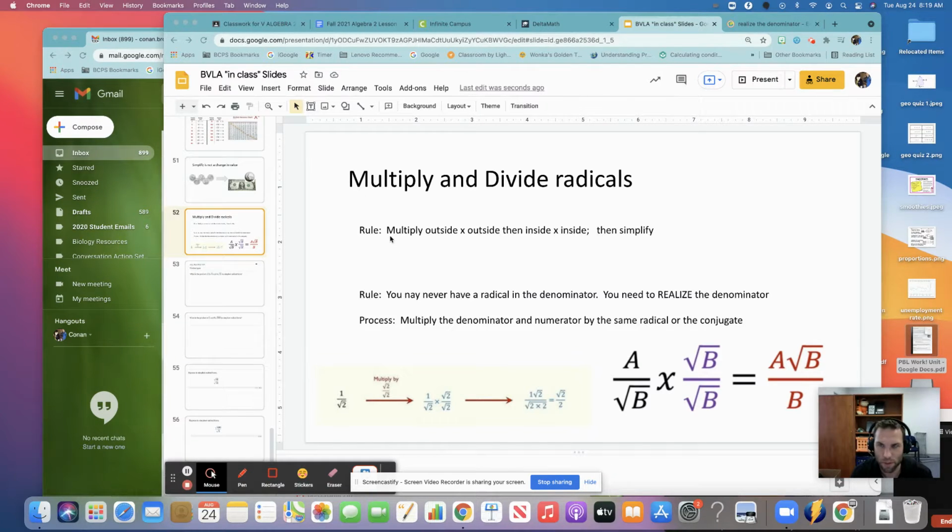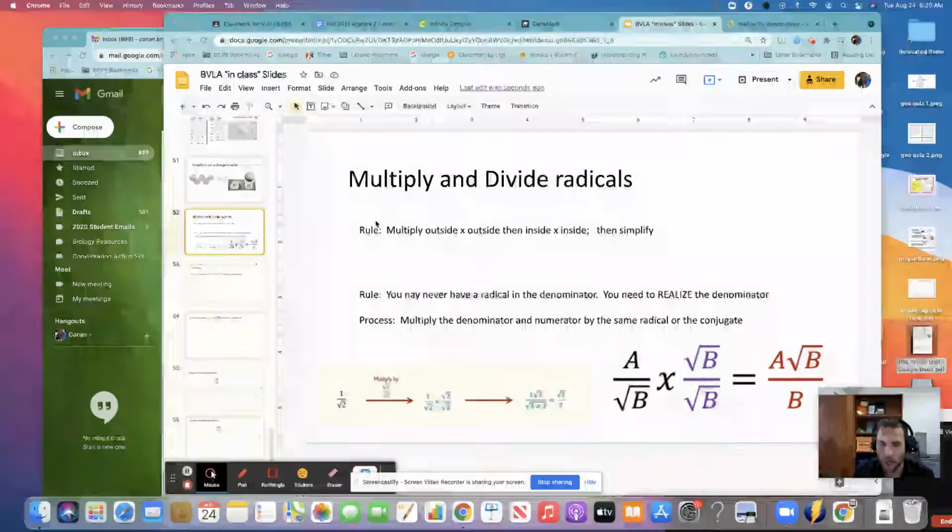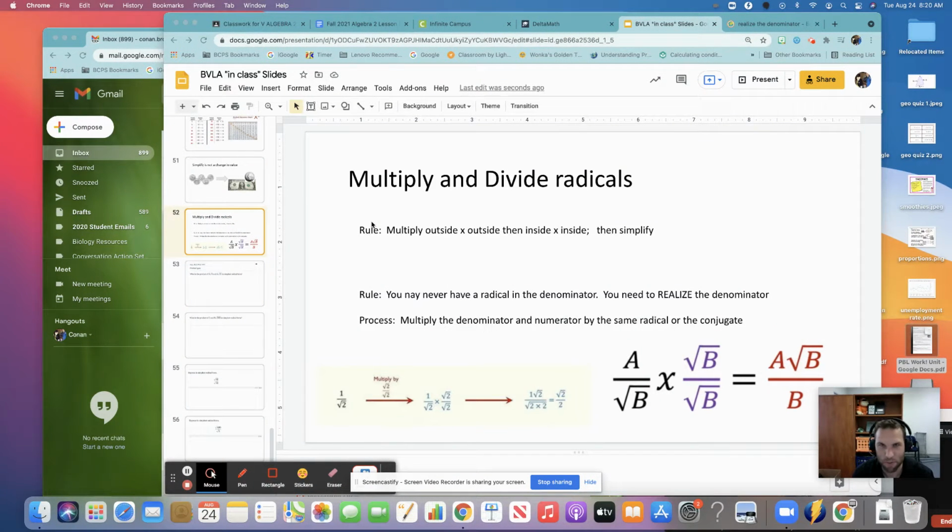So there's a couple rules you need to know when you deal with multiplying and dividing radicals. The first rule is when you multiply the outside number times the outside number, and then you multiply the inside number times the inside number. And you're going to leave the inside number inside the radical, and you're going to leave the outside number outside the radical. So you're just multiplying two sets of numbers. Now, after that, you want to simplify, okay? And you could technically simplify first if you wanted to. So if you want to simplify the radicals and then multiply, that's fine. You might end up having to simplify again afterwards.